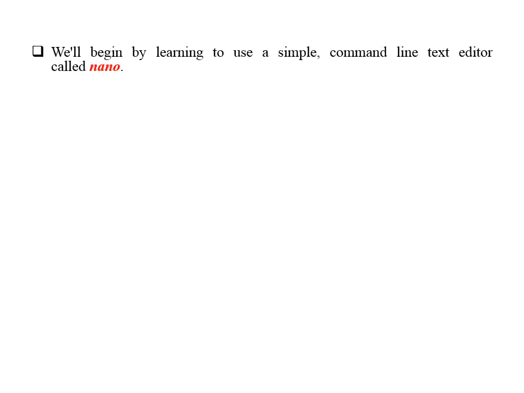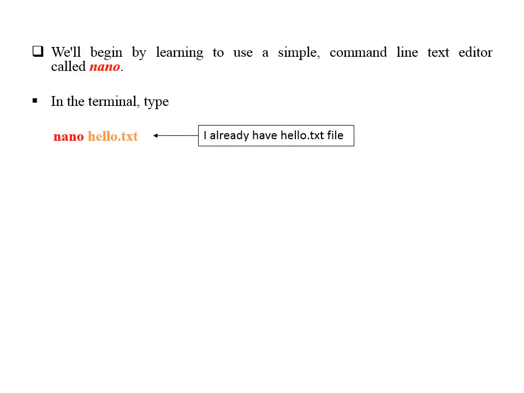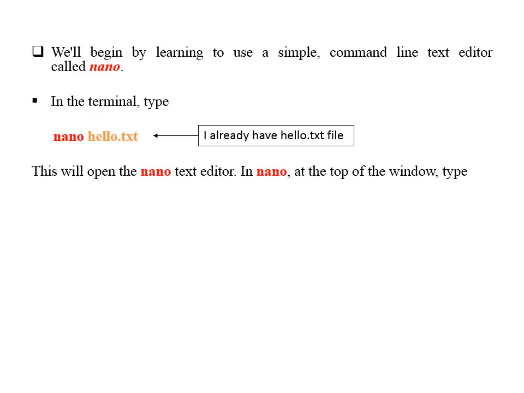We'll begin by learning to use a simple, command line text editor called Nano. In the terminal, type nano space hello.txt. This will open the Nano text editor. In Nano, at the top of the window, type "hello, I am Nano" between inverted commas.